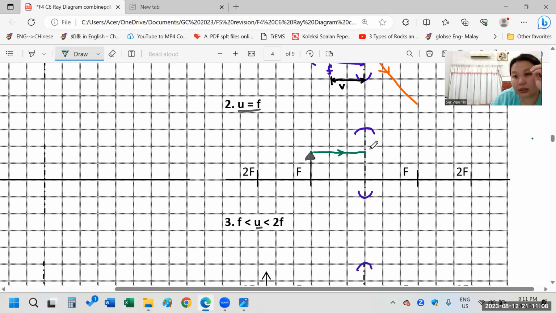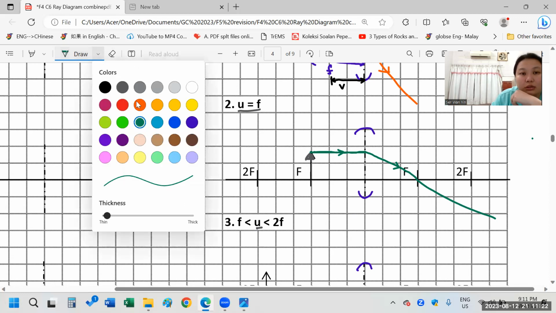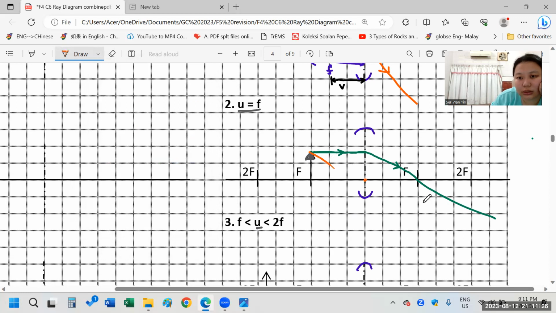Then F. This F is after the lens. So okay, F. This ruler, F. And C, orange. C is here. This is 1F, this is 2F. F means 1F.